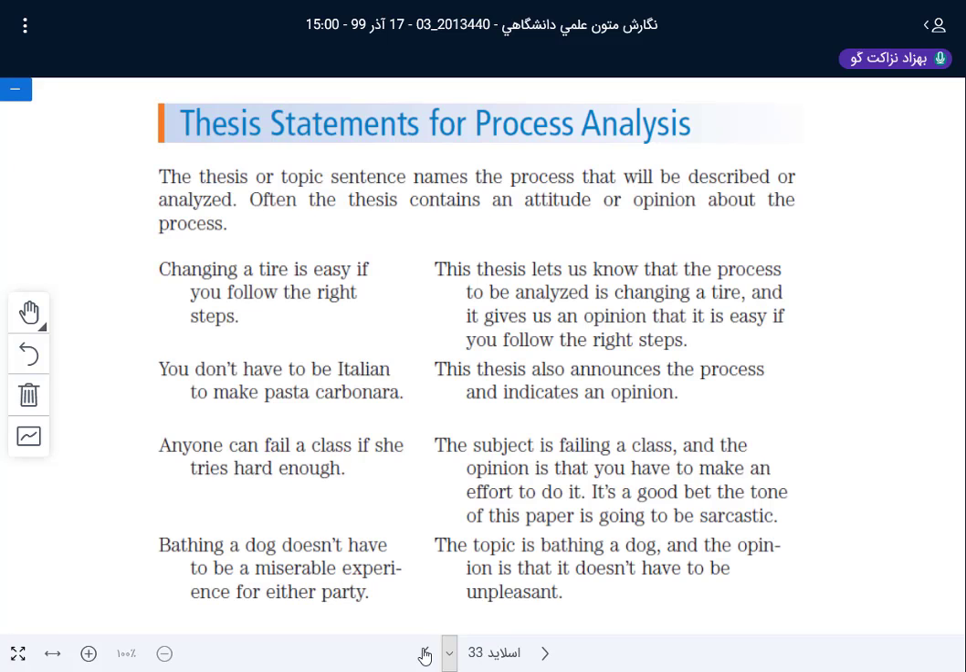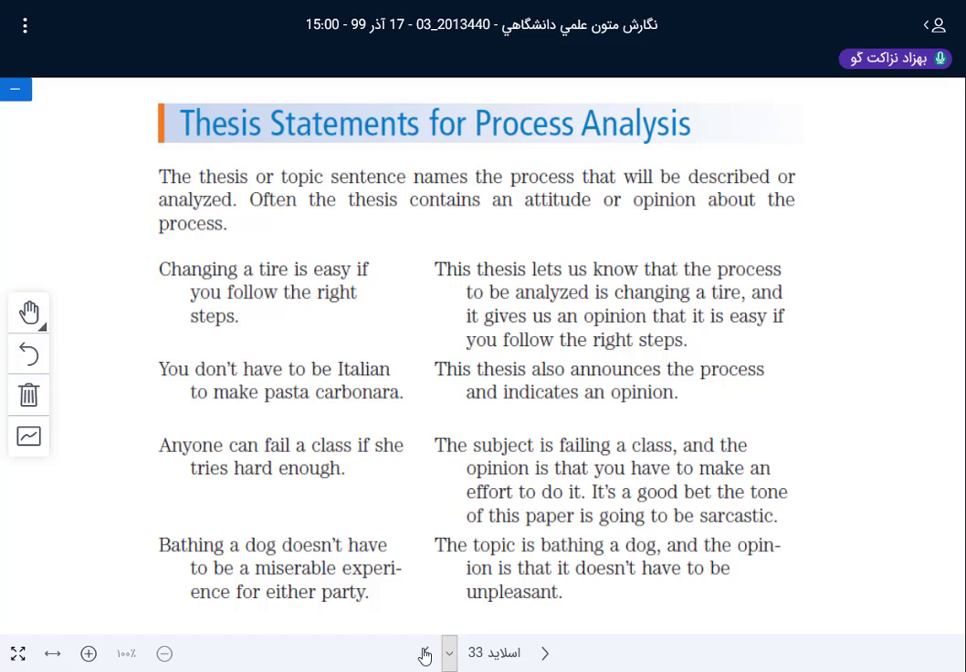Thesis statement for the process analysis. A thesis or a topic sentence names the process that will be described or analyzed. Often the thesis contains an attitude or opinion about the process. Changing a tire is easy if you follow the right steps. If you follow the right steps, okay?